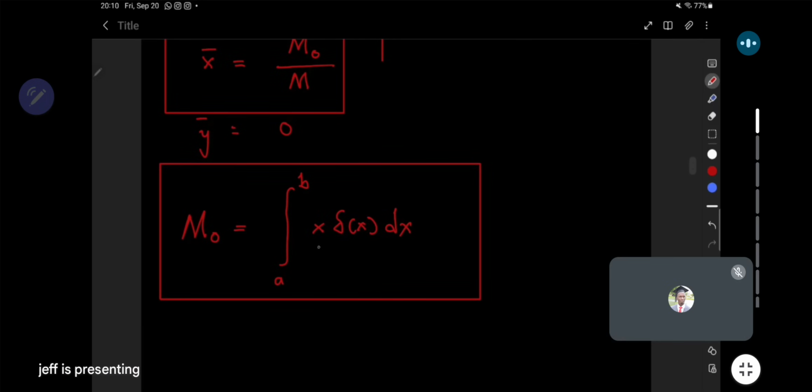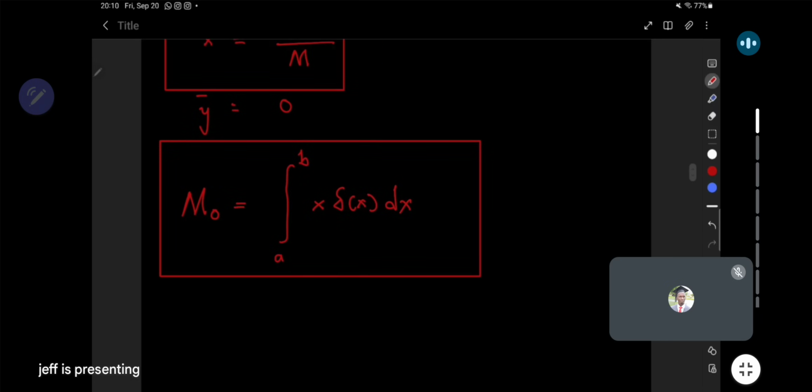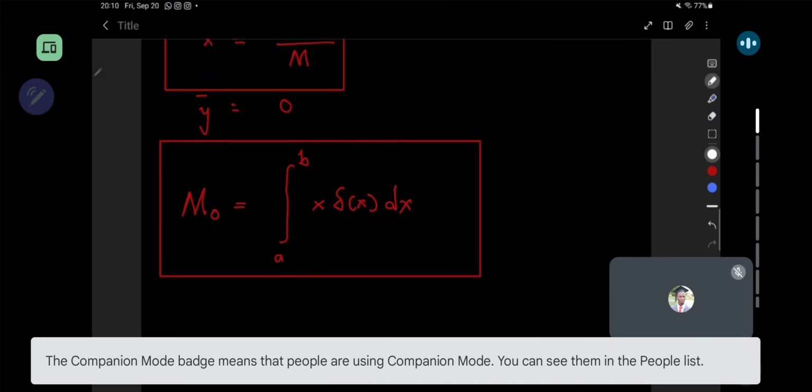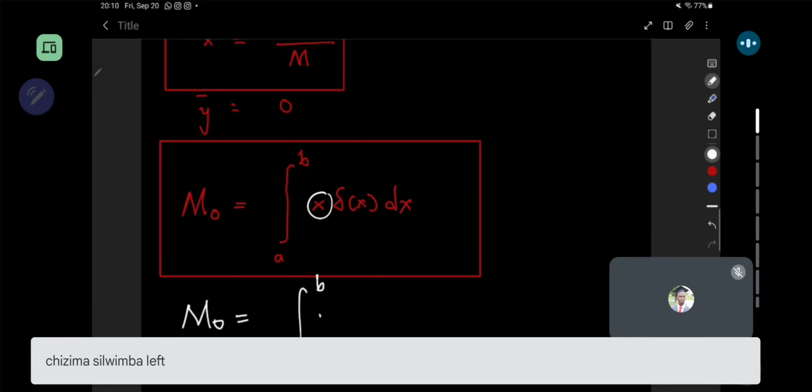This is if the rods are lying on the x-axis. You have to know how this can change. If the rods were lying on the y-axis, you should be flexible enough to see that this expression would change to become a to b, and then this would have to be presented as y.